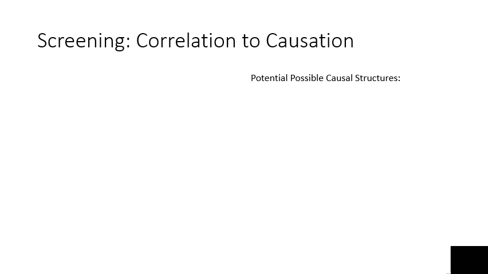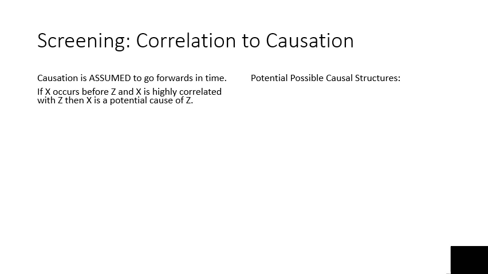Doing data analysis of a set like this is useful to introduce a technical concept called screening. And screening is based on looking at and trying to differentiate between different possible causal structures which lead to similar looking correlation patterns.